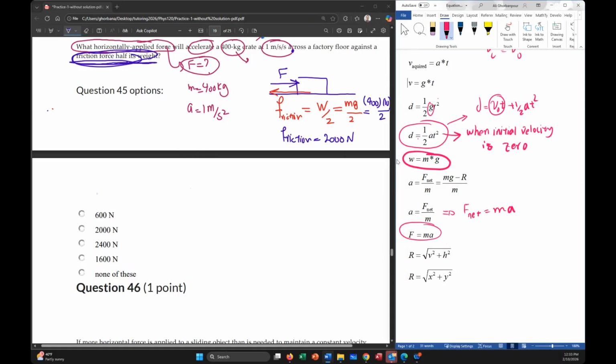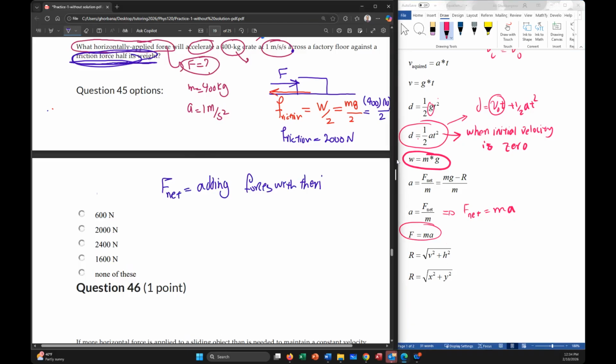How many forces we have? How many horizontal forces we have? 2. Which one is positive? Which one is negative? The applied force is positive, yes? Friction force is negative. F net means adding forces, yes, with their signs. Good? Signs. Good?